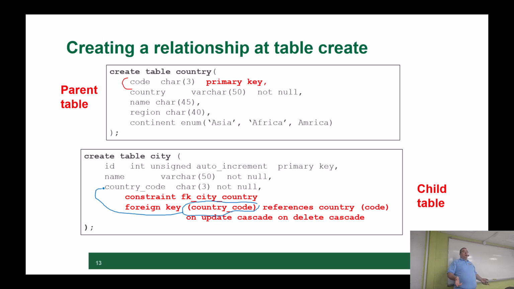By the way, you can do more than one column. You can have a multi-column foreign key, because if the parent table has a compound primary key, the foreign key is going to be compound also. Then you say it references. So you're telling it, hey, the country code, you're going to find it. It's going to reference the country, and it's going to use the code from it. So it references this table, and it's going to grab the code from the primary key.